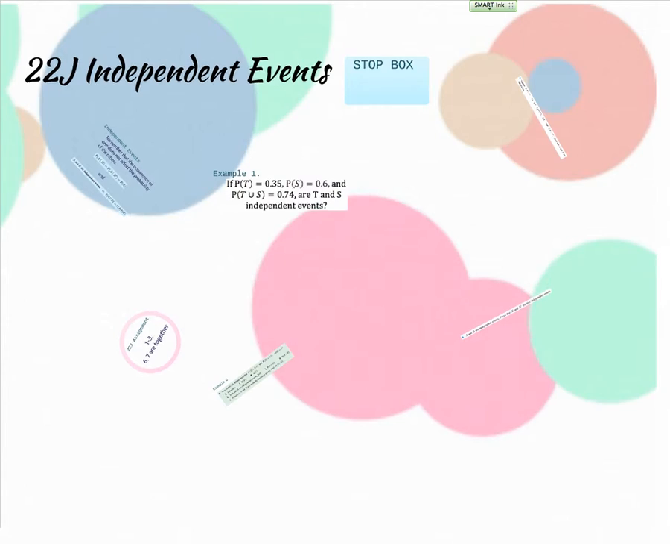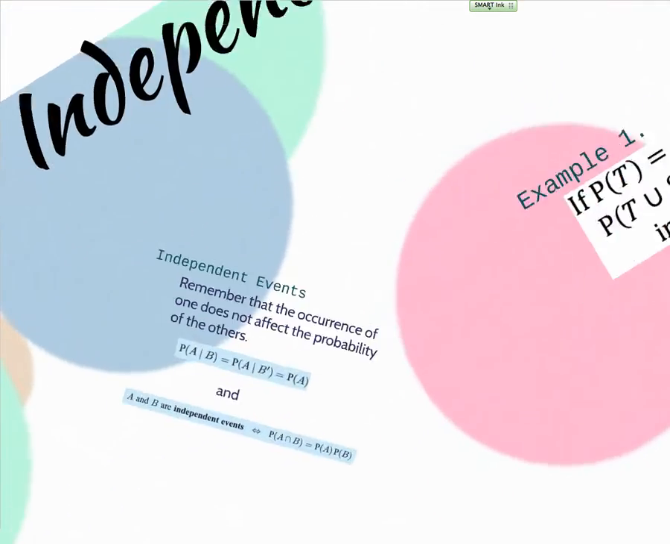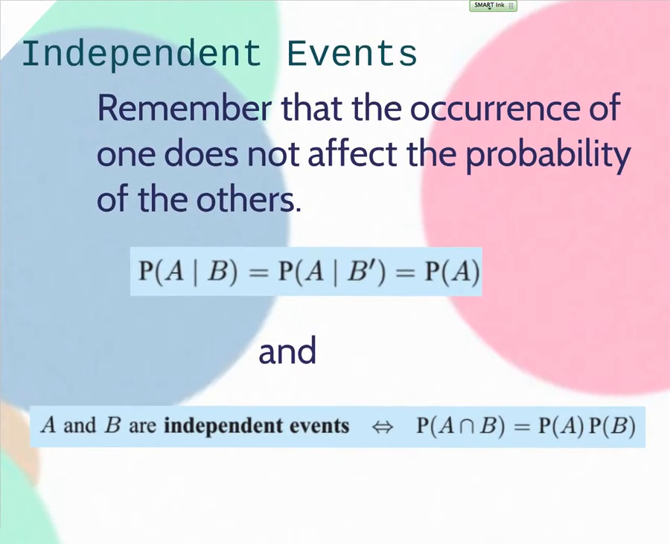Independent events. So remember that the occurrence of one does not affect the occurrence of the other. So that's like two things that they might overlap in a sense, but they don't affect one another. Rolling a die does not affect what color you spin on a spinner. So they don't affect each other.